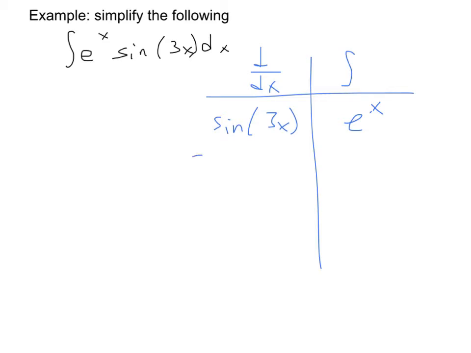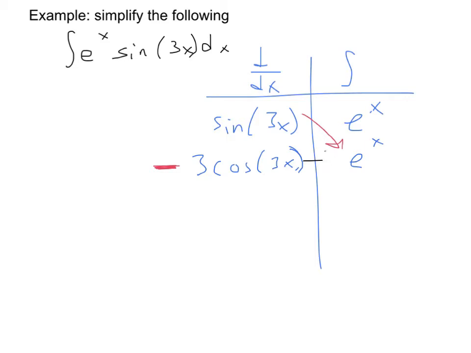So first, the derivative is 3 cosine 3x. The integral of e to the x is e to the x. Okay? And we're supposed to put a negative on the outside of this. The question is, do you know how to do this integral? What it comes down to is, if I were to stop here and do this diagonal and then add this integral, would I be able to do the straight across integral? The answer is no. I don't know how to deal with a cosine x and an e to the x.